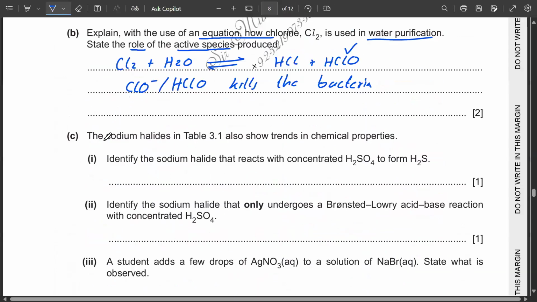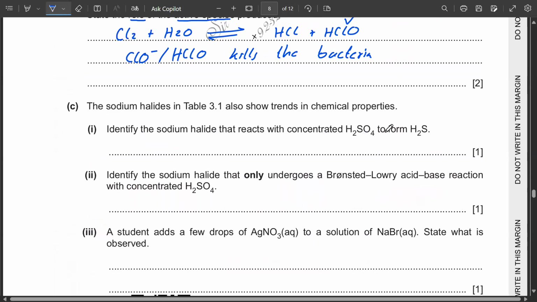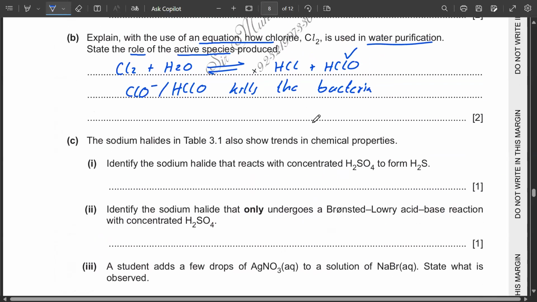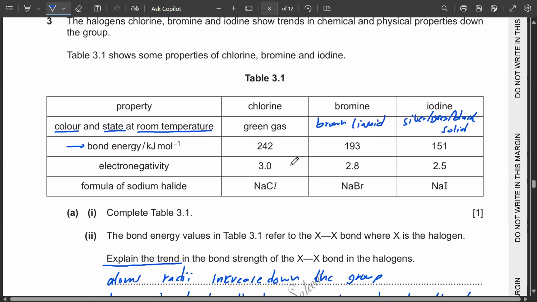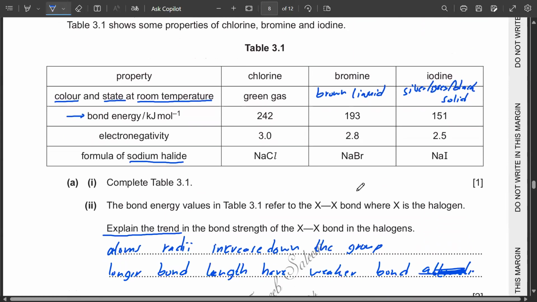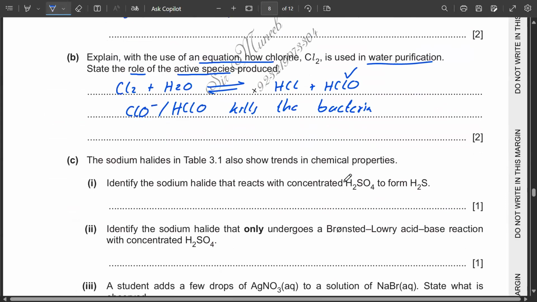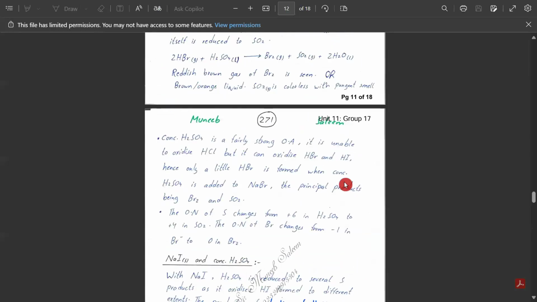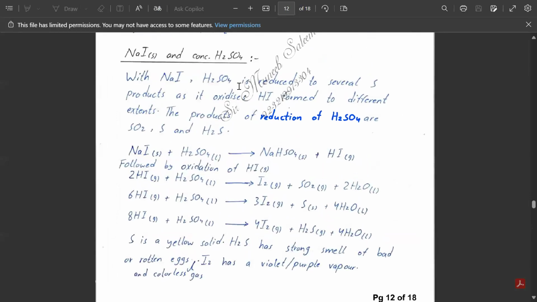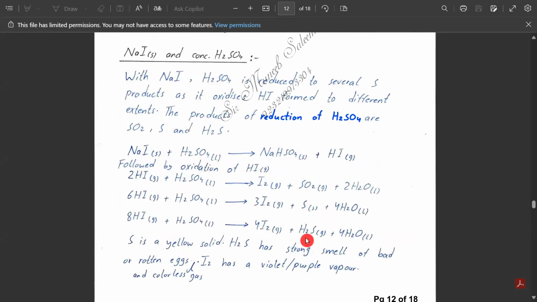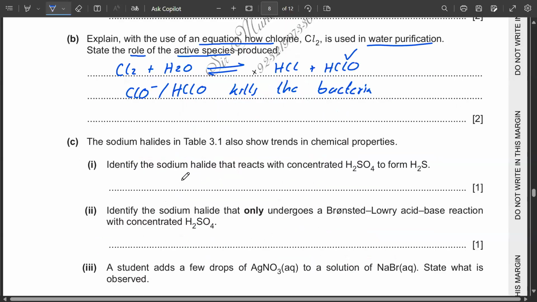C part: the sodium halides in Table 3.1 also showed trends in chemical properties. Identify the sodium halide that reacts with concentrated sulfuric acid to form H2S. So which of the halides from this table will produce H2S? The sodium halide would be either this one, this, or that, sodium iodide. For this purpose, we need to check my notes again. If you go back to the reaction of sodium iodide with sulfuric acid, you can see there is the formation of H2S over here. H2S is produced when sodium iodide reacts with sulfuric acid, because that reaction carries forward, and then we had the reaction of HI with sulfuric acid that produces H2S. So from the table, the sodium halide is sodium iodide.